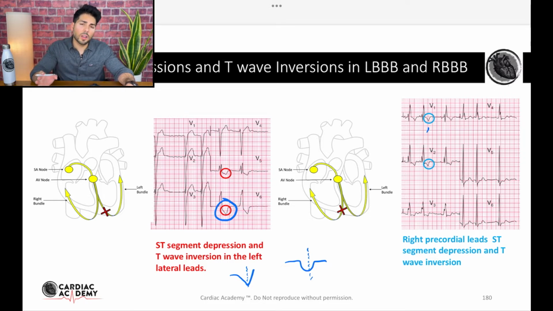So in the case of V1, you're gonna see those T-wave inversions and ST depressions on V5 and V6, because remember that V5 and V6 look at the left portion of the heart, and then V1 and V2, since they look at the right portion of the heart, that's where you're gonna see those T-wave inversions and ST depressions, just like you see here, okay?